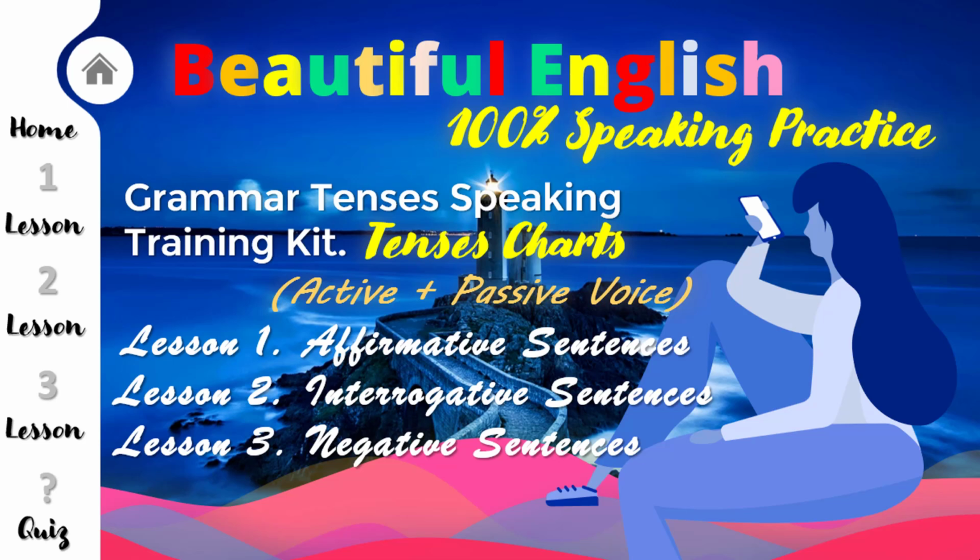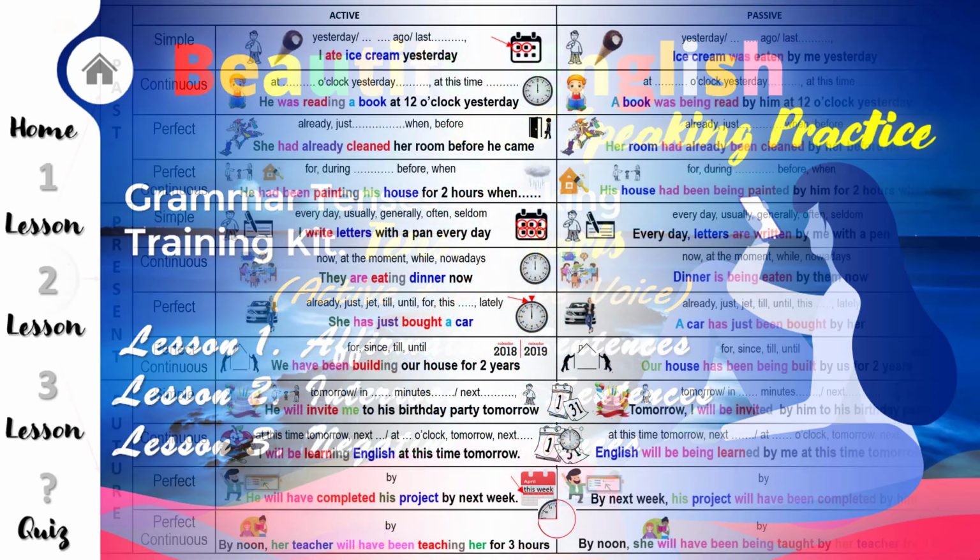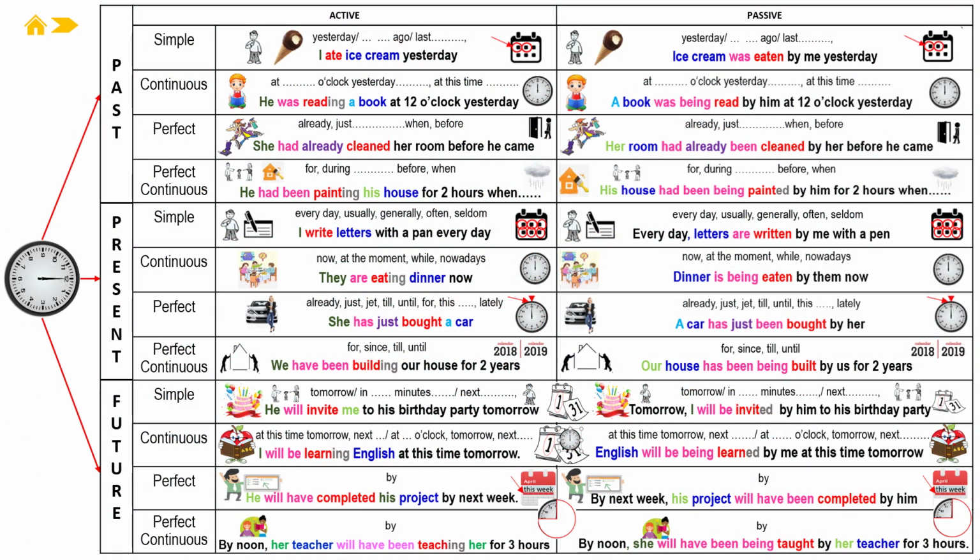You will have 3 speaking training tools in this Grammar Tenses speaking training kit. Tenses charts. You will see all the grammar tenses in both active and passive voice in one chart. It is very useful because you can compare sentences of different tenses and also sentences in active and passive voice. By clicking on pictures, you will hear a voice-over, listen and repeat.